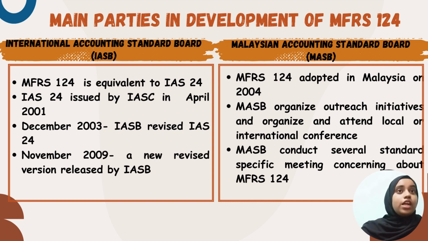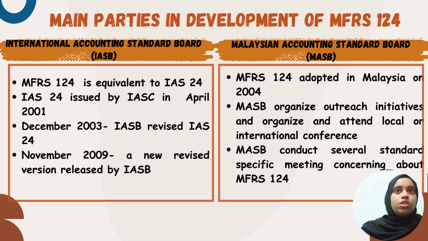Next is the Malaysian Accounting Standard Board, or MASB. In Malaysia, MASB oversees the setting and upholding of the financial reporting rules. MFRS 124 was adopted in Malaysia in 2004, and there was some revising done on IAS 24. The standard has been effective from 1 January 2006.